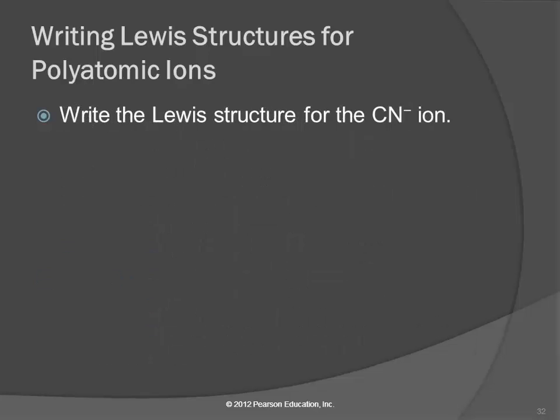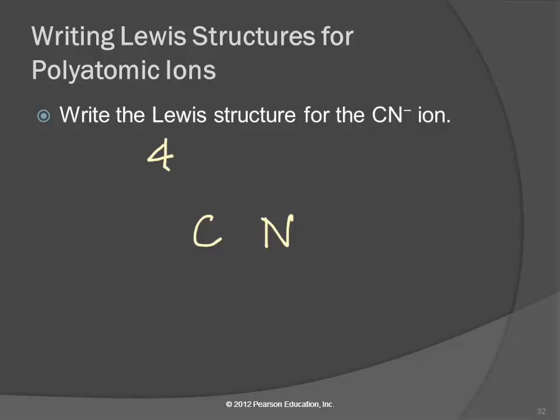So let's do cyanide ion. This is another diatomic. It's only got 2 atoms, and so the skeletal formula is pretty easy. I mean, there's 2, carbon and nitrogen. They have to be connected to each other. How many valence electrons does carbon have?